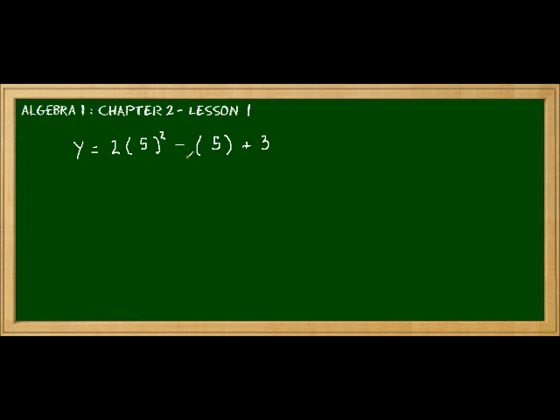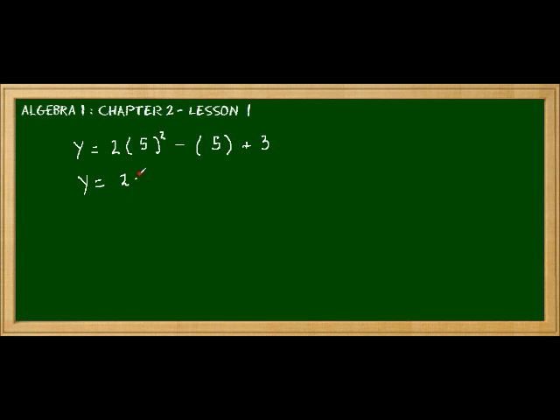So now we have 2 times 5 squared minus 5 plus 3. And if we further simplified that, let's go ahead and do this math. What do we do first? Well, we're going to have to square, right?